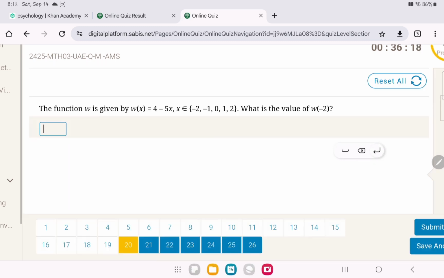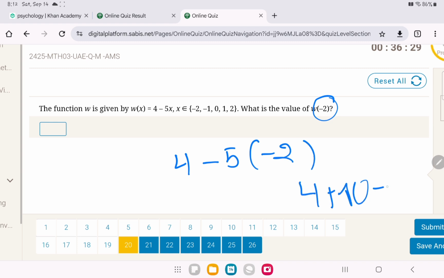Question number 20. This is very simple. The only thing you need to do is replace the minus 2. So 4 minus 5 times minus 2, that is 4 plus 10. It will give us what? 14.